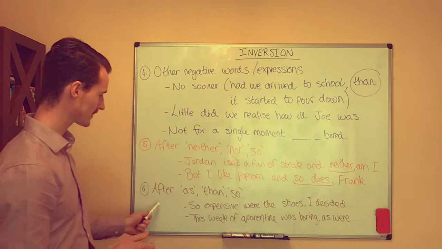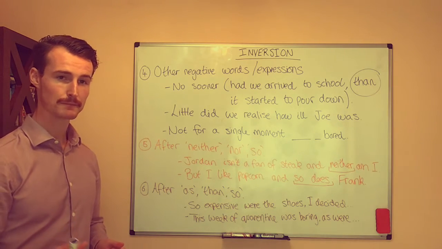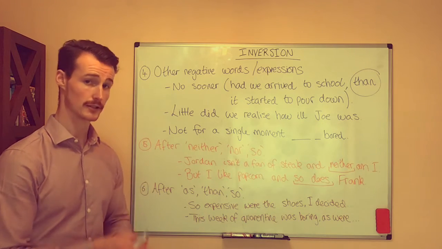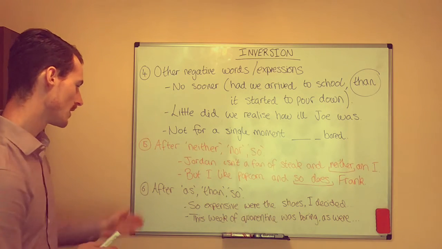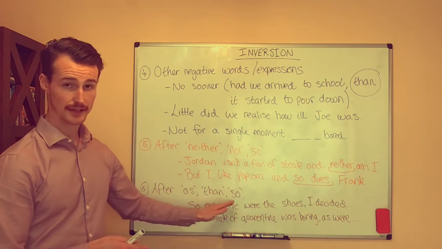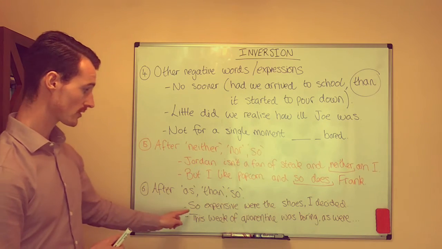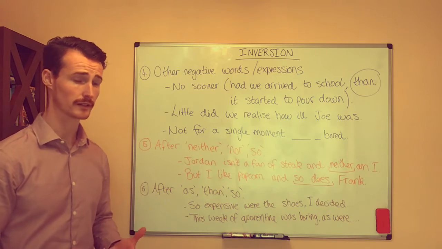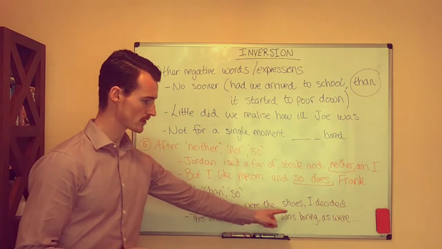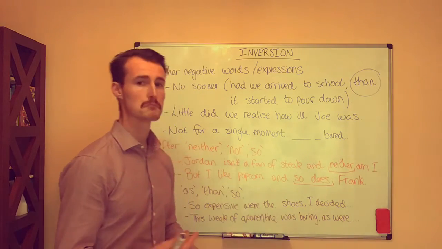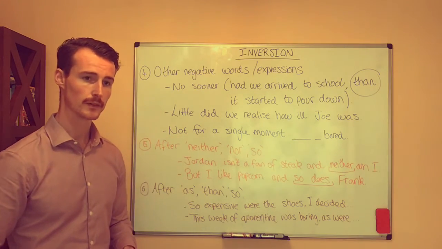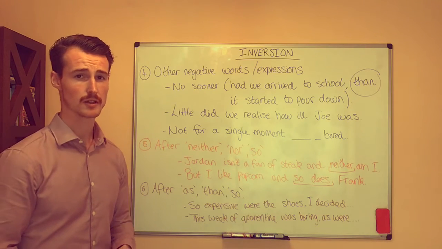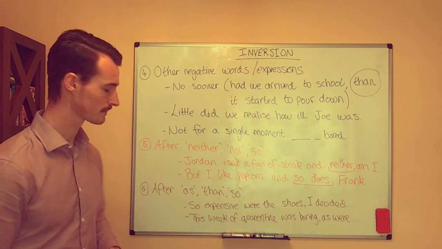Again, number 6, just like number 5, it's a very complex structure and maybe you don't have to master this just yet, but it's good to know. We also use it after as, than and so. So expensive, it means I'm emphasizing the point. So expensive were the shoes, I decided not to buy them. So you were surprised by the price of the shoes. You didn't want to buy them.